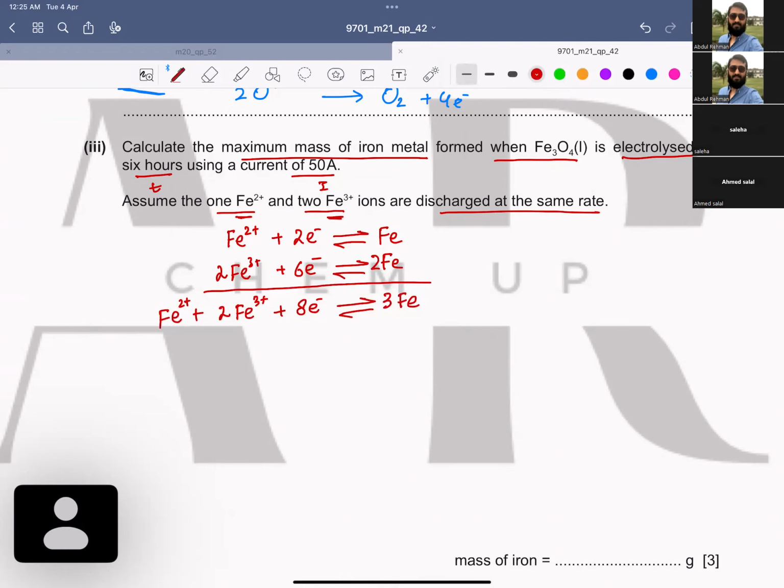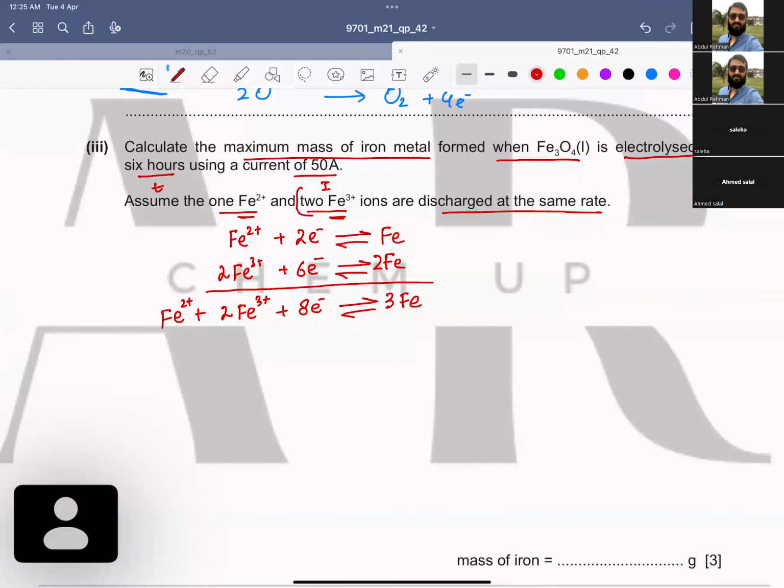Sir, I have a question. Yes. Sir, how do you know that you have to multiply it by 2? The one with the third oxidation state. See over here, you cannot have plus 3 electrons here. Okay, it is mentioned in the question. Okay, thank you. Yes, it is mentioned in the question.